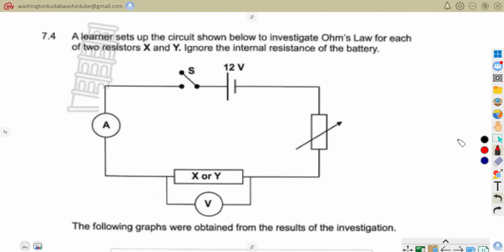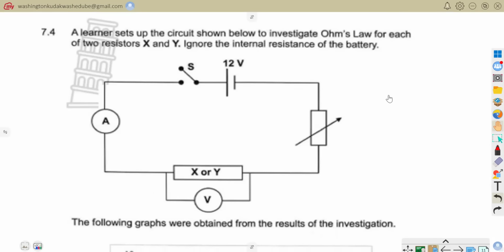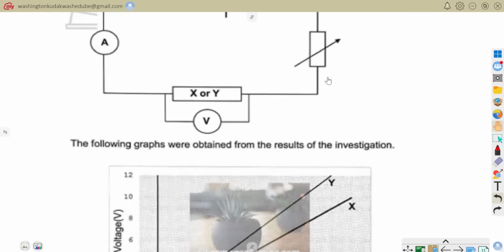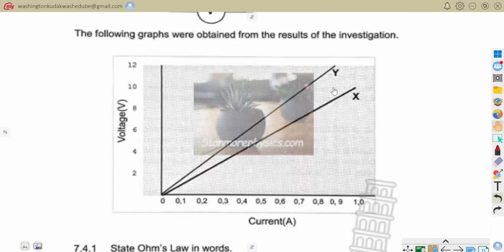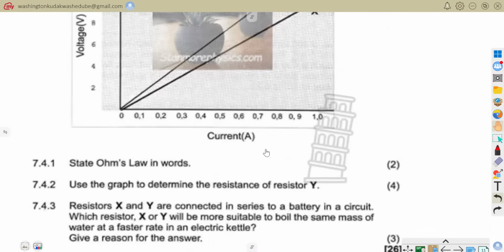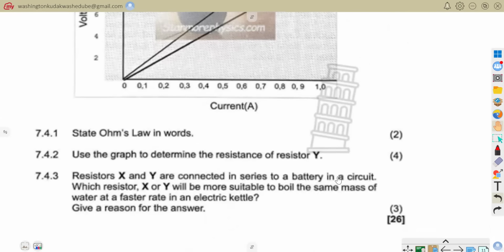Now, question number 7 continues. They are saying a learner sets up the circuit shown below to investigate Ohm's law for each of the two resistors, resistor X and Y. Ignore the internal resistance of the battery. Let's hear what they are saying next. The following graphs were obtained from the results of the investigation. This guy is investigating the Ohm's law. Now they're saying state Ohm's law in words. What does Ohm's law say in words?